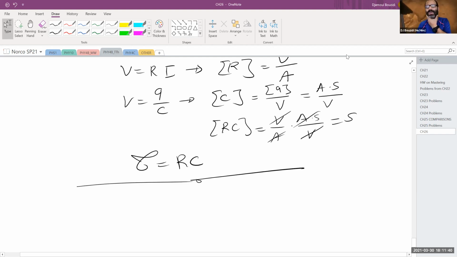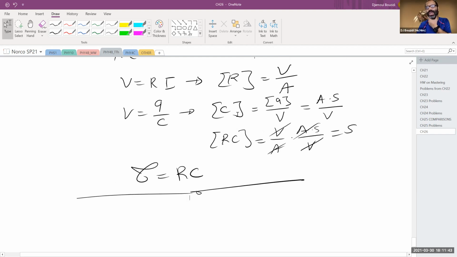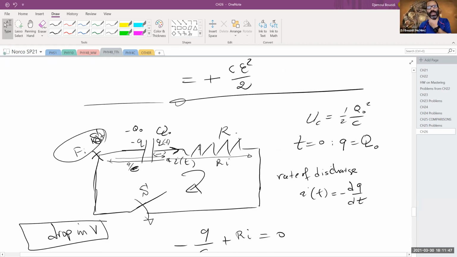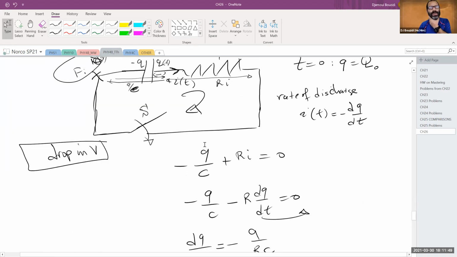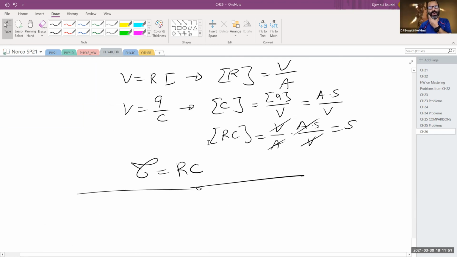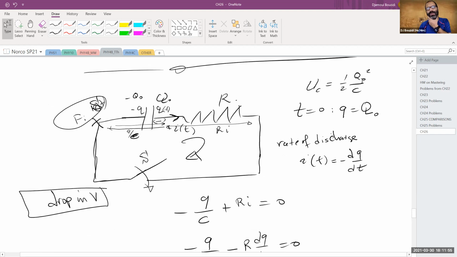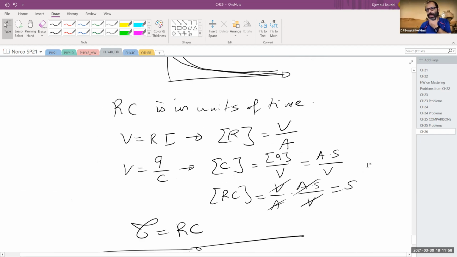The only last thing in here I'm going to do quickly is the energy. We initially started with Q naught squared over 2C. So where did that go? It must have gone in the resistor to heat the resistor. So if we do the calculation for the resistor, we should find that same number, 1/2 of Q naught squared over C. So let's test that.